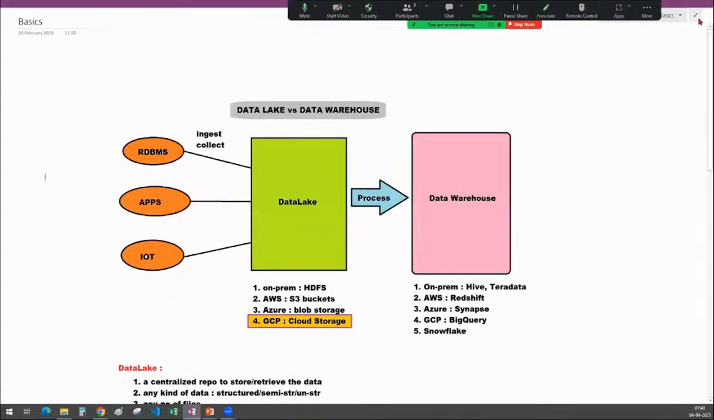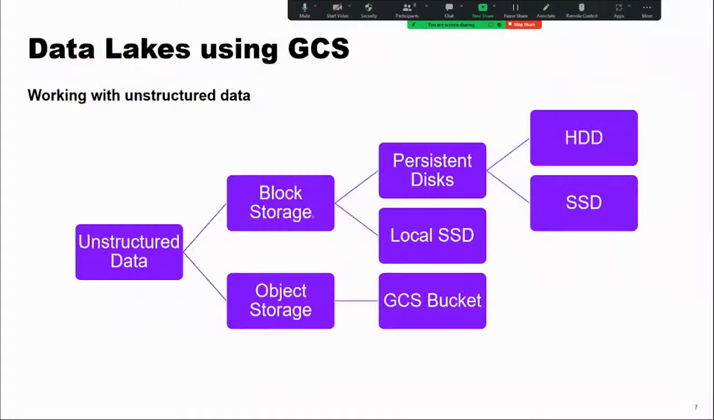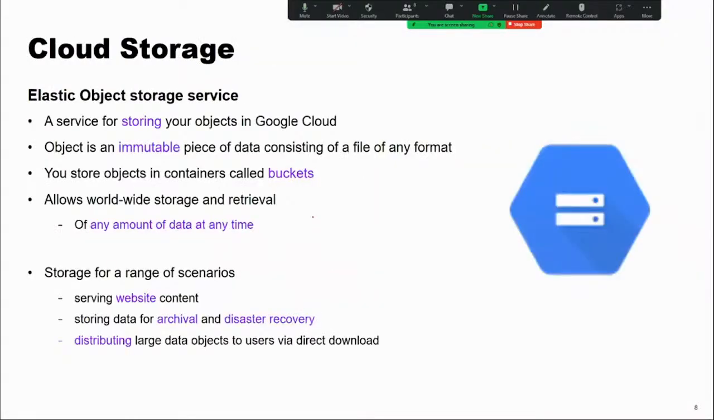Now let us see data lakes using GCS. In Google Cloud Platform, Google Cloud Storage acts as a data lake. What is that? Let us see now. So this is Google Cloud Storage as a data lake in the GCP. So what is Google Cloud Storage, guys? Let me go to the paint and try to explain to you one by one.